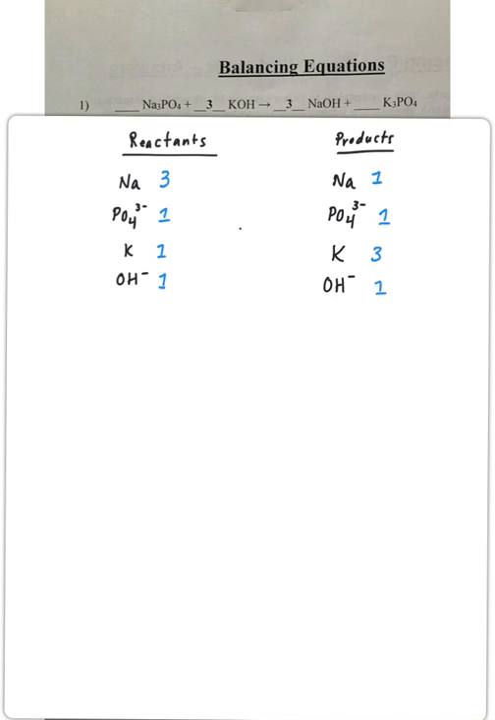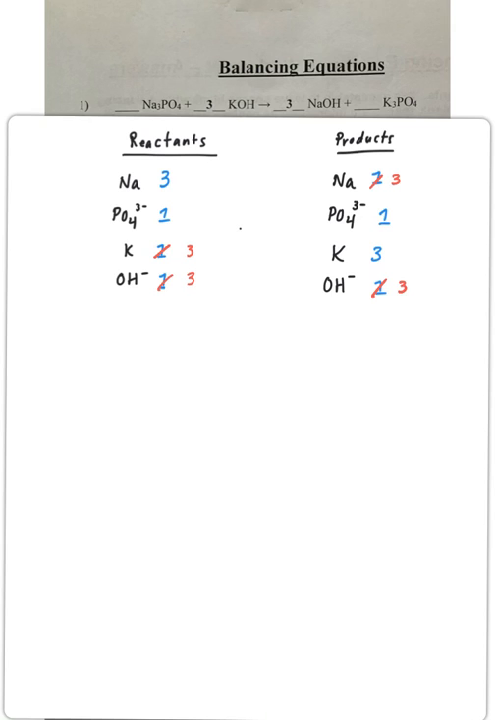Placing a coefficient of 3 in front of potassium hydroxide and in front of sodium hydroxide changes the counts of potassium and hydroxide on the left-hand side to 3 each, because a coefficient affects everything about the chemical formula it's in front of. Placing a coefficient in front of sodium hydroxide changes the count of sodium and hydroxide each to 3, giving us a balance in reactants and products on both sides of our chemical reaction.